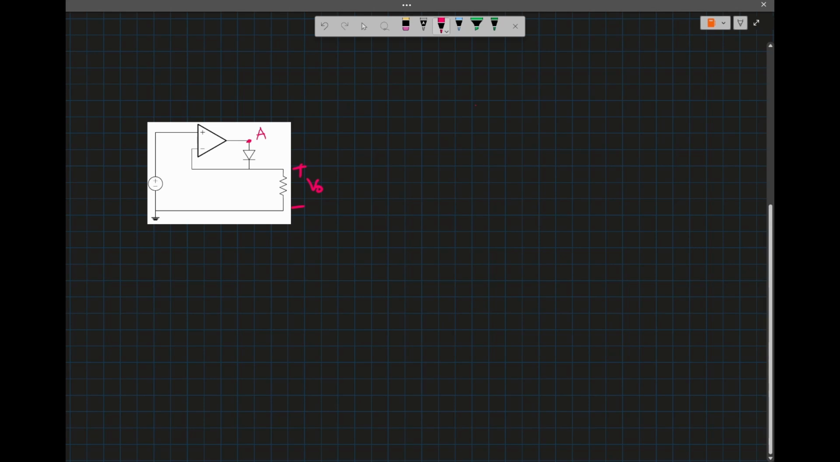So we wanted to sketch the transfer characteristic, which is we're going to have the output over here and the input over there.